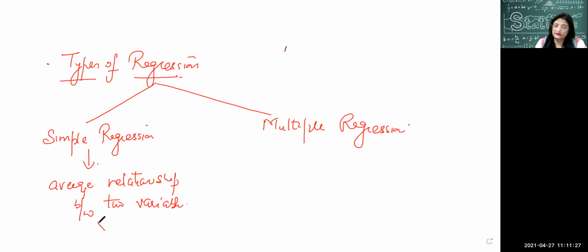And in between, if you are talking about x and y, then one is independent, the other is dependent. So take it vice versa. If you are taking x as independent, y is dependent. If y is independent, x is dependent. And in multiple regression, there is more than one explanatory variable.